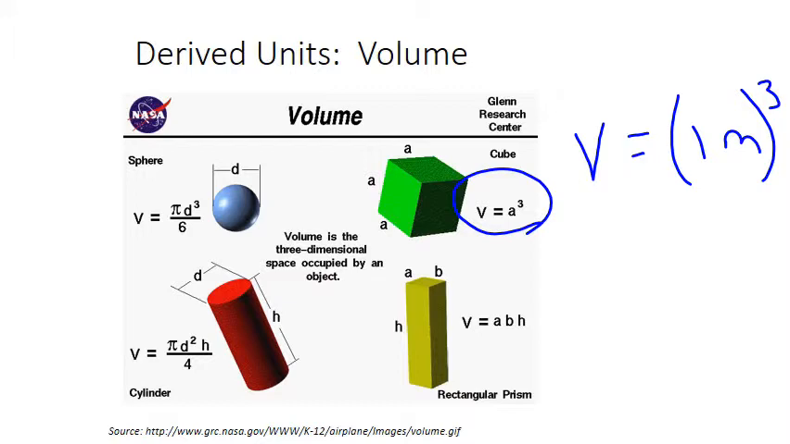Here's the key to doing calculations with measurements. The units multiply, divide, subtract, and add as well. So if I cube a measurement of 1 meter, I have to cube both the number and the unit meter. So the volume of a cube with 1 meter sides is actually 1 meter cubed.